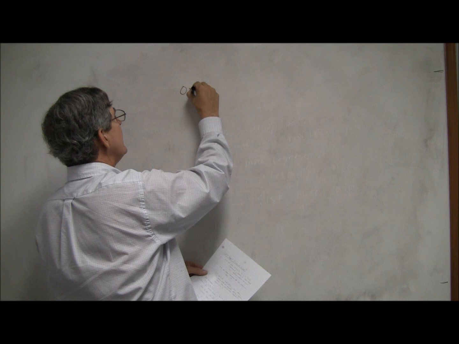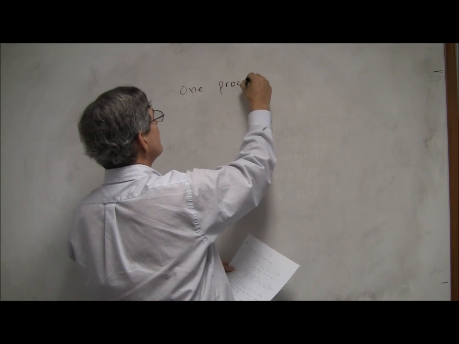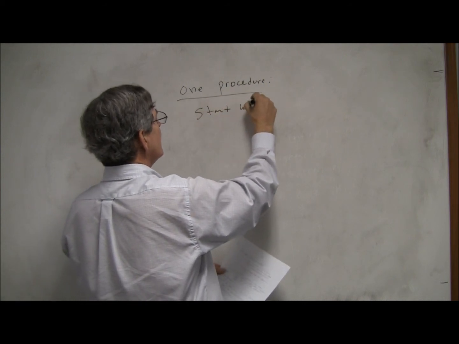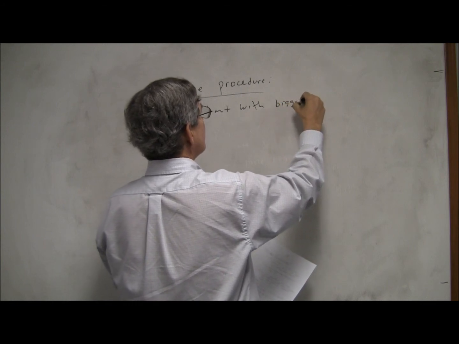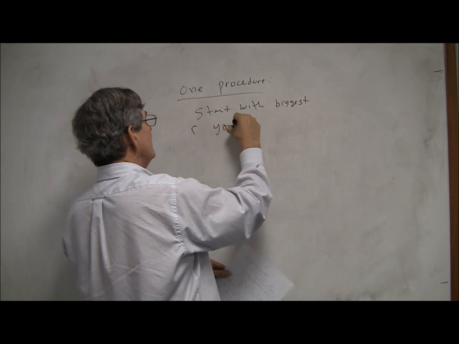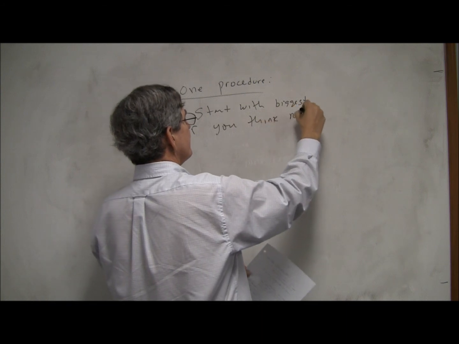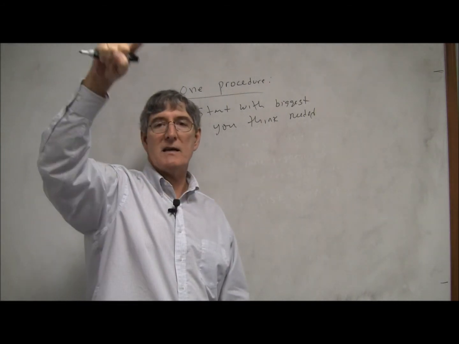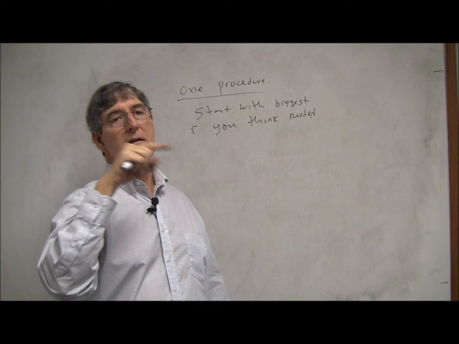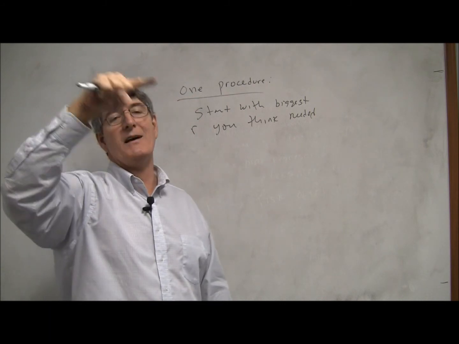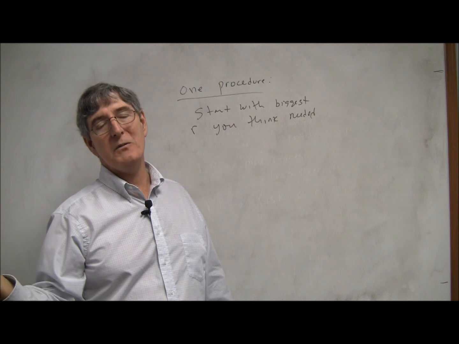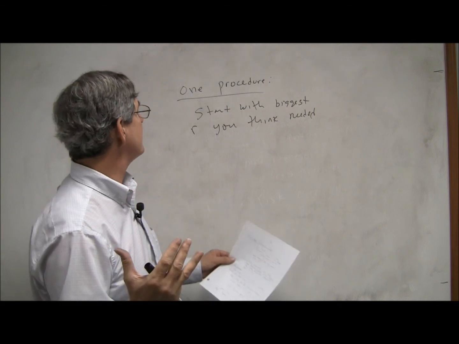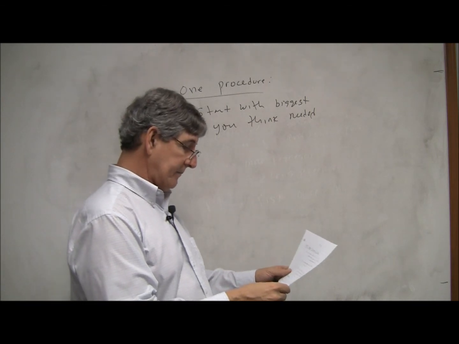So one procedure for picking the value of r. You start with the biggest r you think is needed. So if you look at the data and it looks like a quadratic, probably need a square term. If it looks like a cubic, you probably need 3 terms. You can just count the inflection points. If it looks like you've got 2 inflection points, you probably need a cubic. If it looks like you've got 3 inflection points, you're going to need a 4th order, and so on. But you just have to start with the biggest r you think.